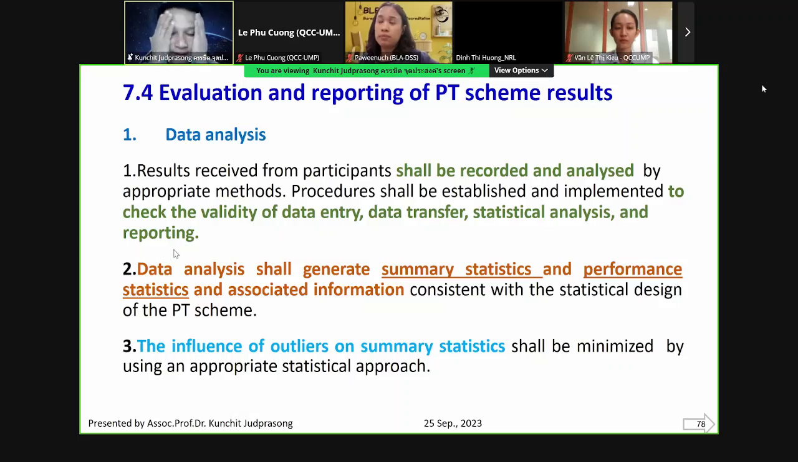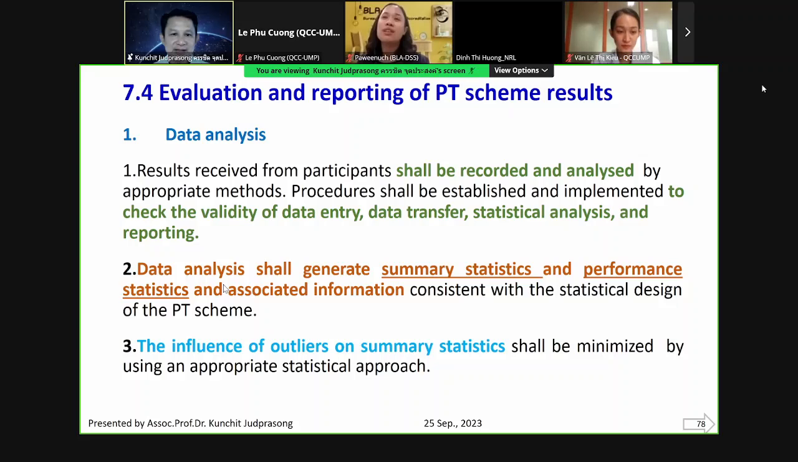I remember that one time in some lab in Vietnam, you had the data entry and data transfer, but you did not have the record. You didn't have the evidence. So it means that when you key in the sample, you have to record who keyed in, who checked, and after that the signature that you already checked it. So this is like the record and analyze by appropriate method. It means when you got the data, which method you use from a statistical point of view.